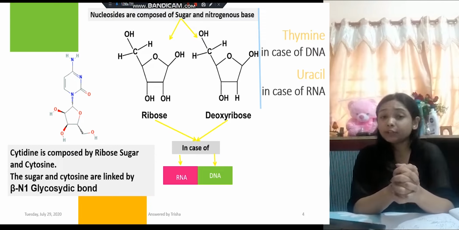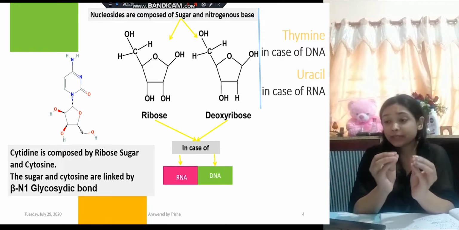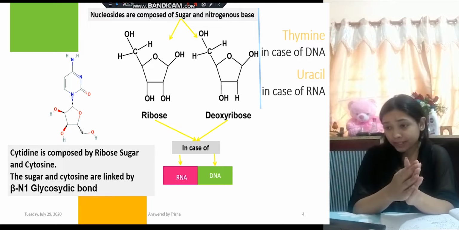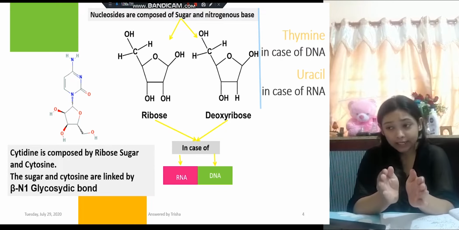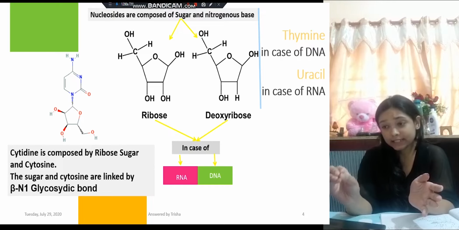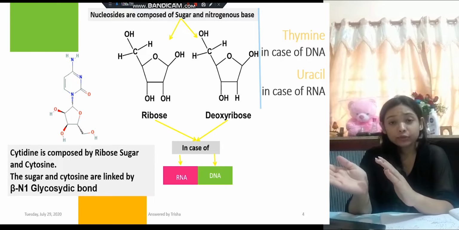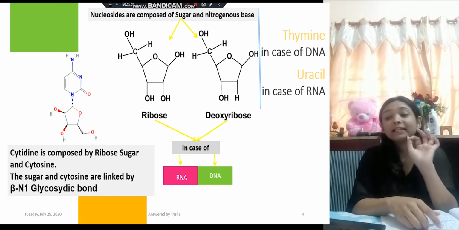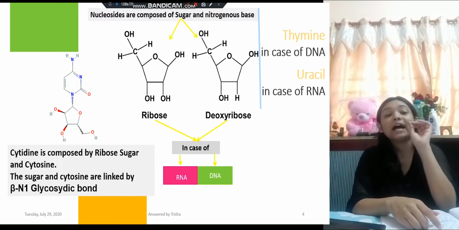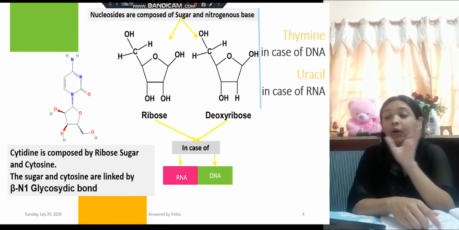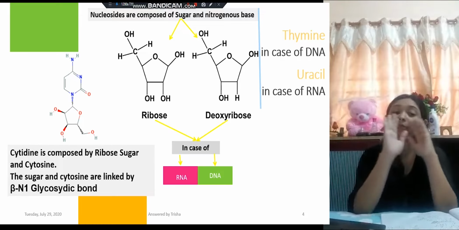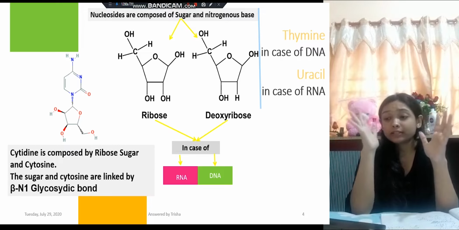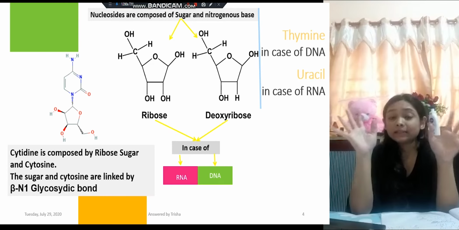Now, which of them are nucleosides? What are nucleosides? They are basically composed of a sugar and a nitrogenous base. There are 2 types of sugar: one is the ribose sugar and the other is the deoxyribose sugar. Ribose sugar is present in RNA. Deoxyribose sugar is present in DNA. Ribose and deoxyribose differ at only one point: the second carbon of ribose has a hydroxyl group, whereas deoxyribose does not have a hydroxyl group on the second carbon. Just that much is the difference between ribose and deoxyribose. Otherwise, they are structurally similar.